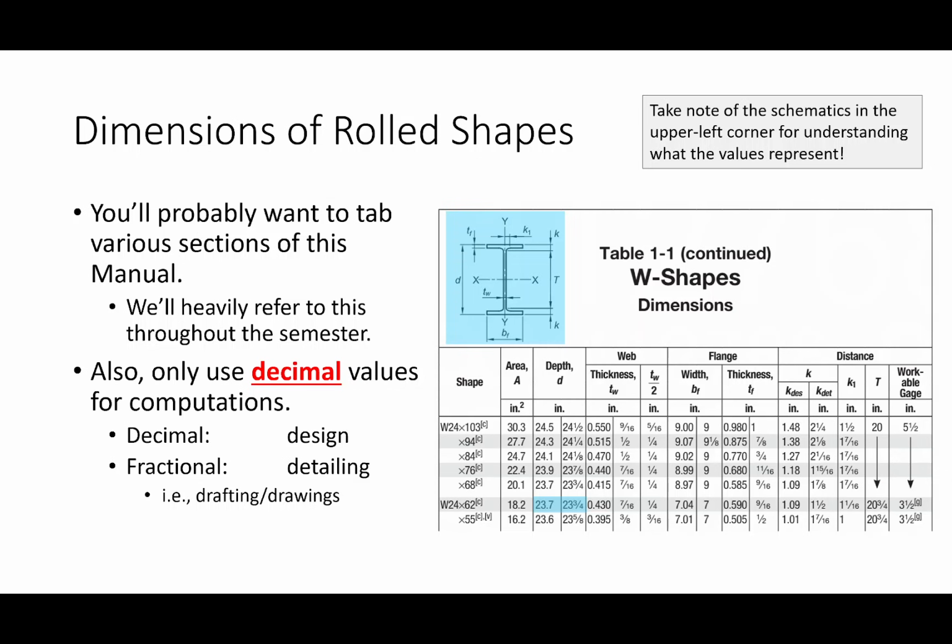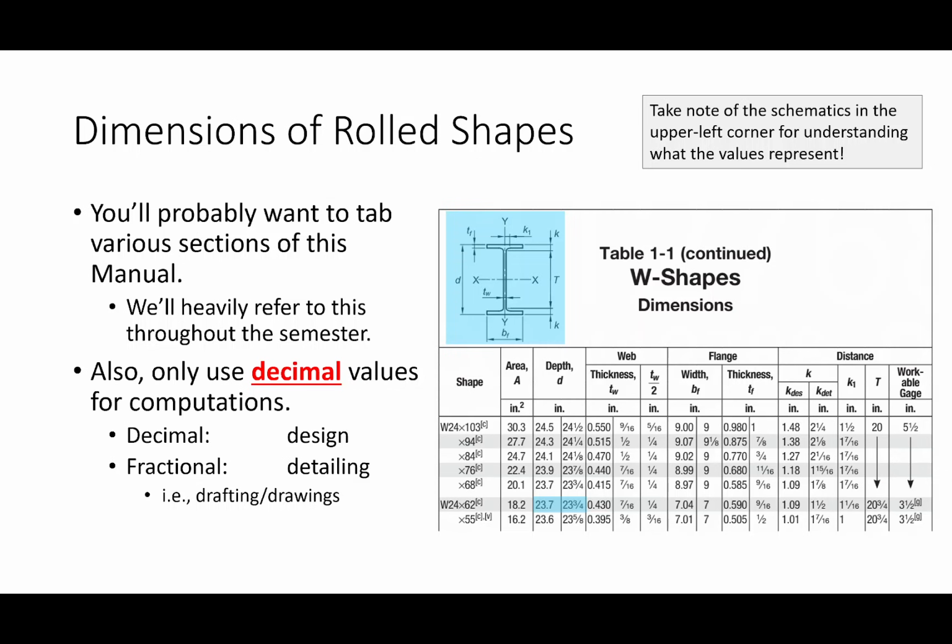So, for example, if I have 18.2 right here, what is 18.2? Well, it's the area, right? So what is the cross-sectional area of a W24 by 62? It's 18.2 square inches. Where did I get square inches? Those are the units, okay?